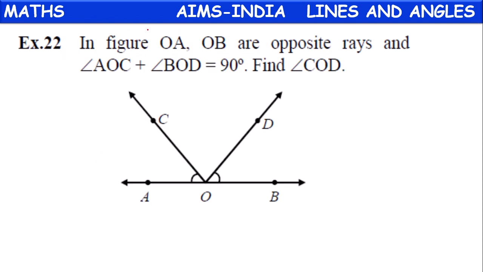Next one. In the figure, OA and OB are opposite rays. AOC plus BOD equals 90 degrees. Find COD. COD is how much?